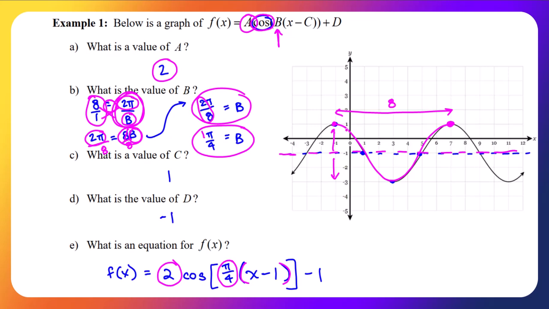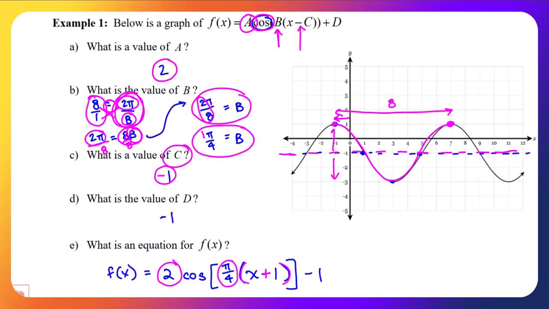So C, the horizontal shift, this graph moves to the left 1. So let's say that the C value is -1, because I moved the graph to the left 1. But in my formula, it's subtraction. So if I have x subtract -1, that should be x plus 1. So you're right, there was a mistake in my notes.